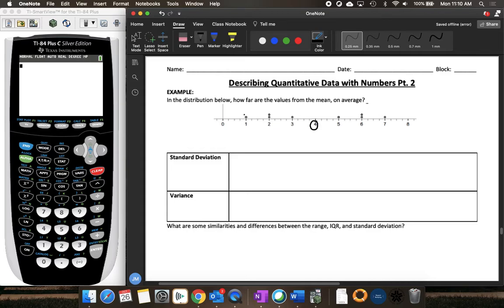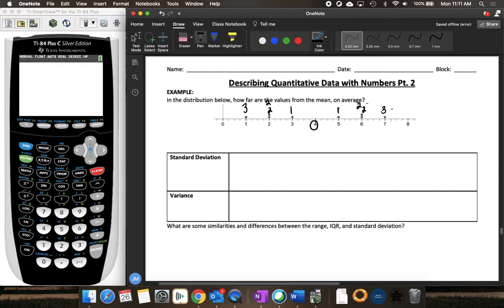Well, this dot plot at 1 is 3 away from the mean. Both of these points at 2 are going to be 2 away from the mean, and 3 is going to be 1 away from the mean. Likewise, 5 is 1 away from the mean. Both points at 6 are 2 away from the mean, and that point at 7 is 3 away from the mean.